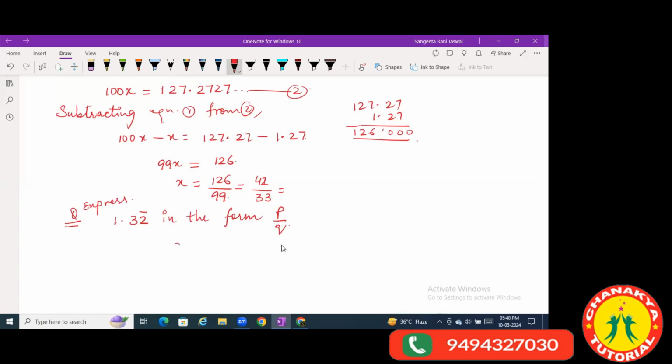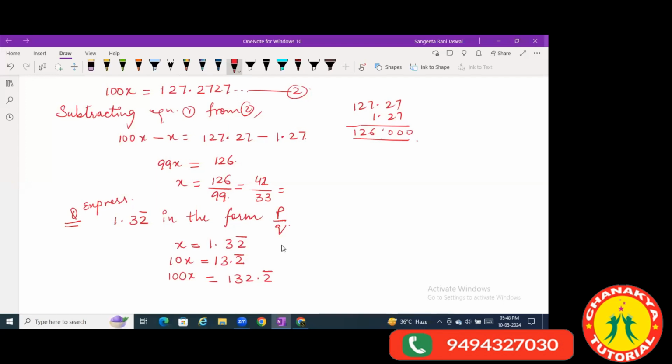Right? So see, I'm just assuming, let's take x as 1.32 with the bar over the 2. Now if I multiply this with 10 first, because the bar is only over 2, my decimal point shifts one place to the right. And then I want to shift it one more place, so I'll again multiply with 10. So this becomes 100x, and my decimal point shifts one more place towards the right side.